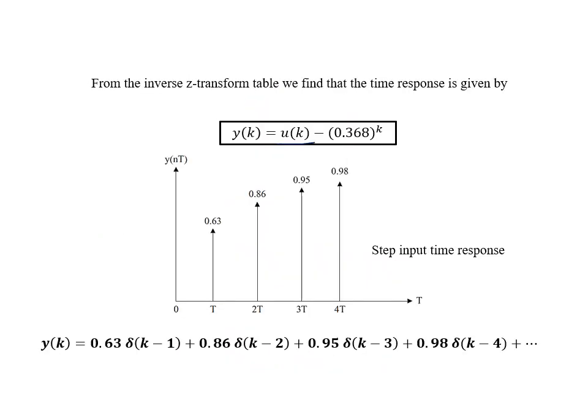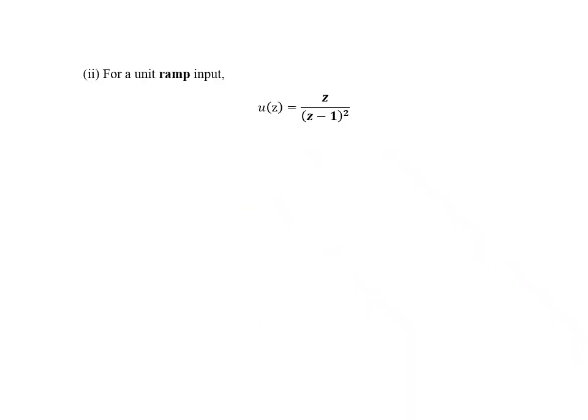We have unit step minus 0.368 power K. We substitute K equals 0 and get 0. For K equals 1, we get 0.63; K equals 2, 0.86; K equals 3, 0.95; and K equals 4, 0.98. We can write it as impulses: 0.63 impulse K minus 1, 0.86 impulse K minus 2, 0.95 impulse K minus 3, 0.98 impulse K minus 4.